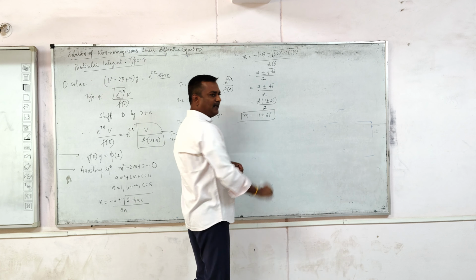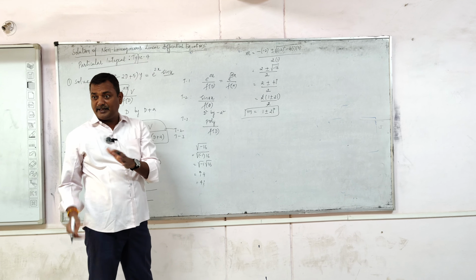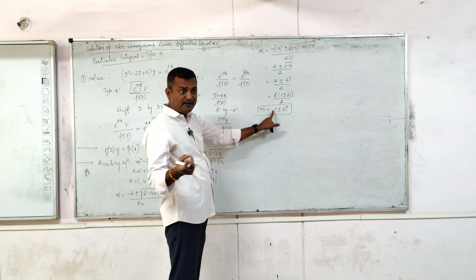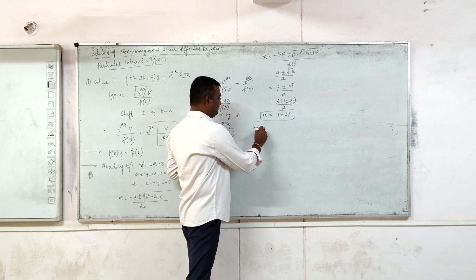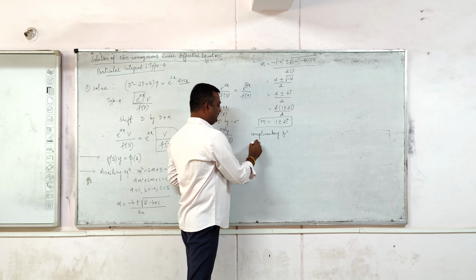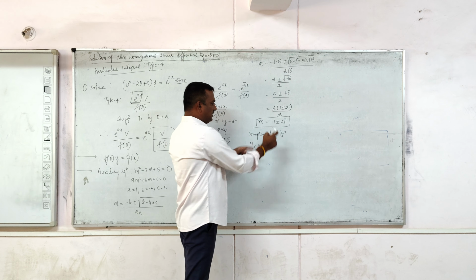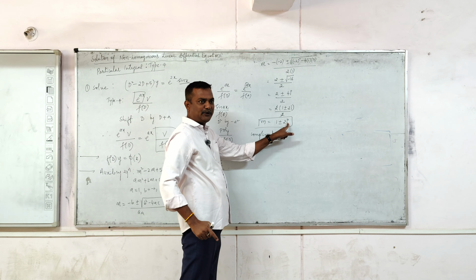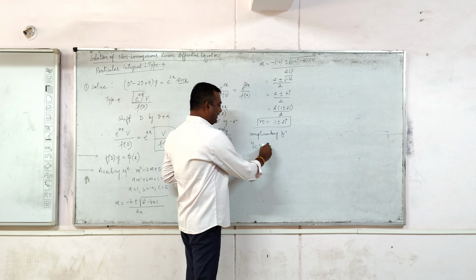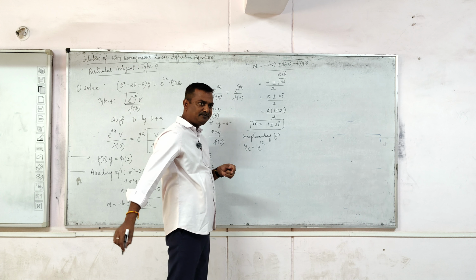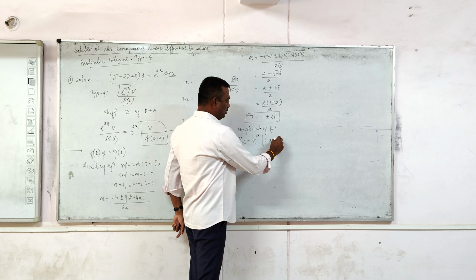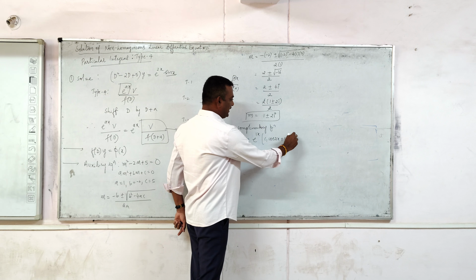So the roots are complex. Complex roots always appear in conjugate pairs, in plus or minus form only. Based on this, what is the complementary function? The complementary function yc is equal to, this is p plus or minus qi. p is 1, q is 2. So we write e raised to px, that is e to the x, into C1 cos 2x plus C2 sin 2x.